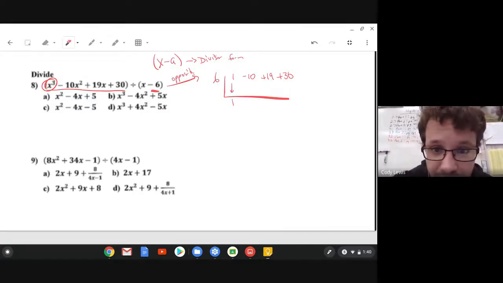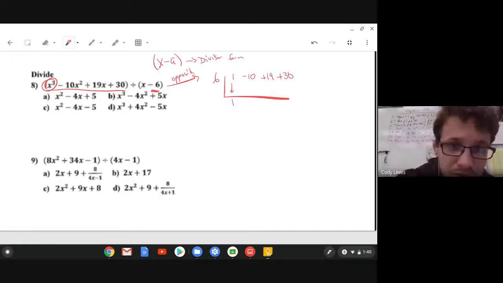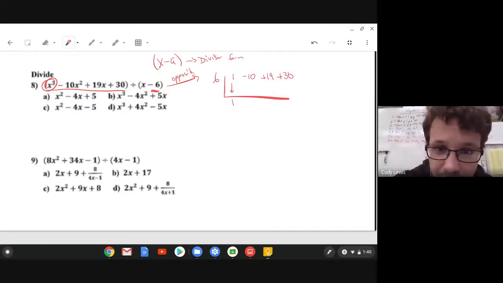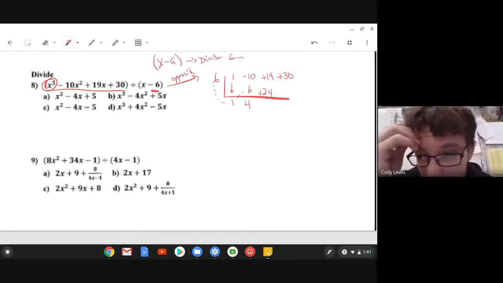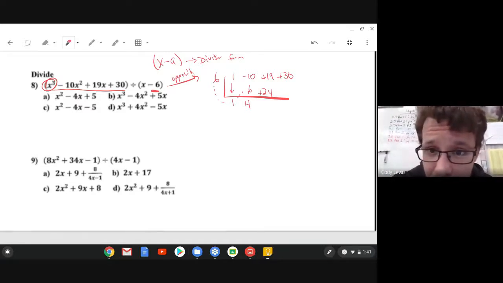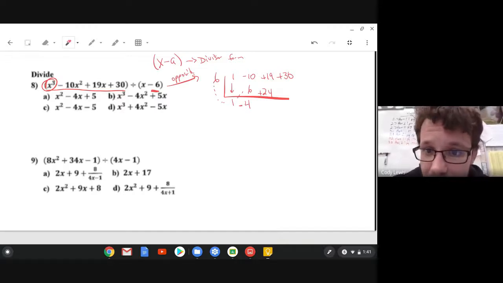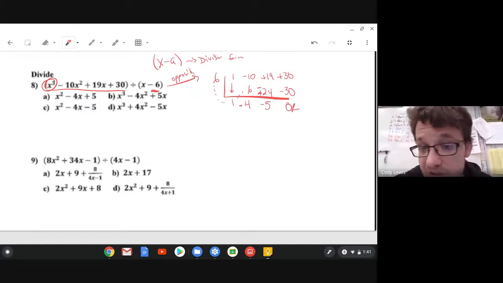Now this 1 right here is on the outside. So I do 6 times 1, and it's going to give me the number right here, which is 6. Negative 10 plus 6 is negative 4. I'm going to do 6 times negative 4 to get negative 24. 19 plus negative 24 is negative 5. And then 6 times negative 5 is negative 30, which cancels the 30, so there's no remainder, which means it works out nicely.